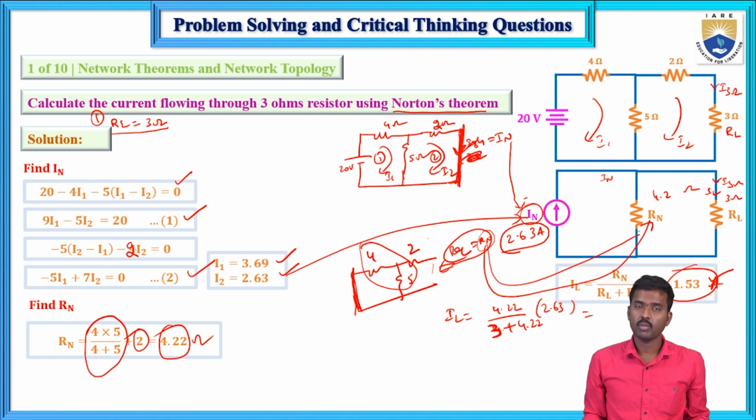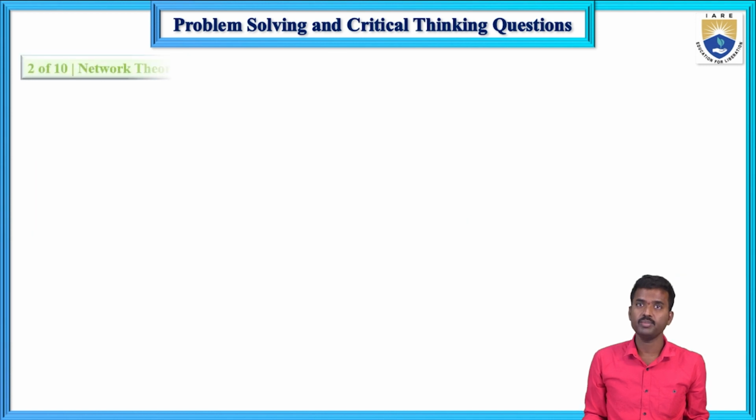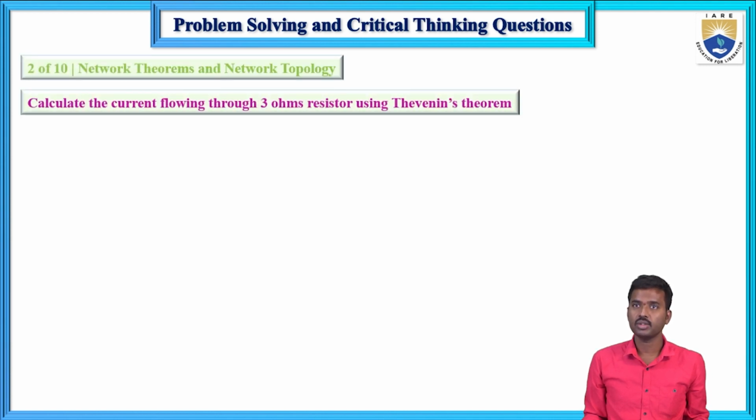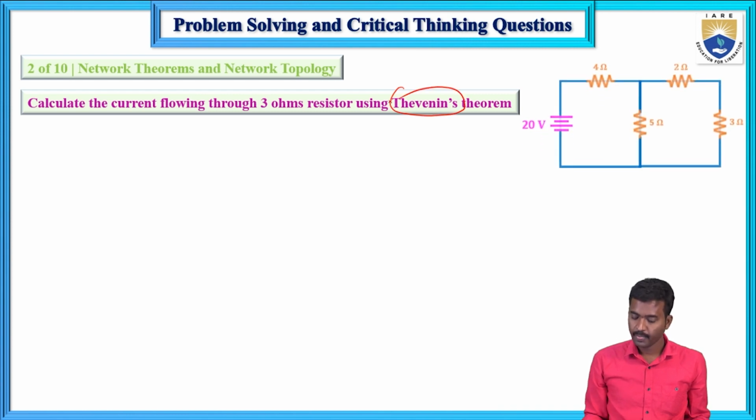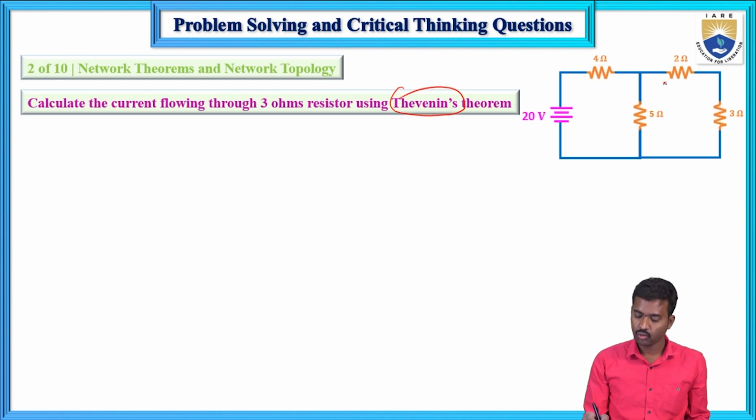Now second problem, same problem. Calculate the current flowing through the 3 ohm resistor using Thevenin's theorem. Same problem, same values. Now here using Thevenin's theorem. Here the same circuit: 4 ohms, 5 ohms, 2 ohms, 3 ohms and 20 volts. This 3 ohm resistor current is 1.53.